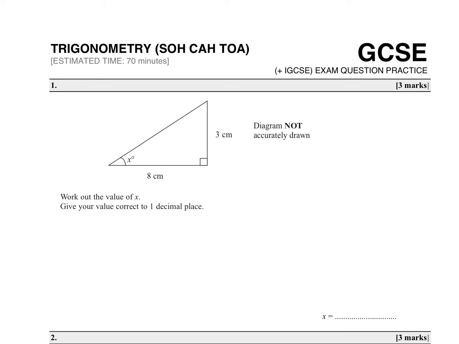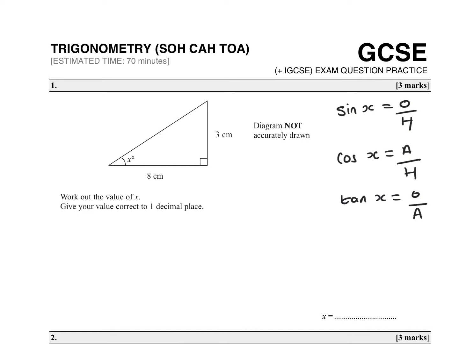Welcome everybody to Trigonometry, aka SOH CAH TOA. So, what is SOH CAH TOA? You would have seen this before. SOH CAH TOA: the sine of the angle is opposite over hypotenuse. The cos of an angle is adjacent over hypotenuse. And the tan of an angle is opposite over adjacent.